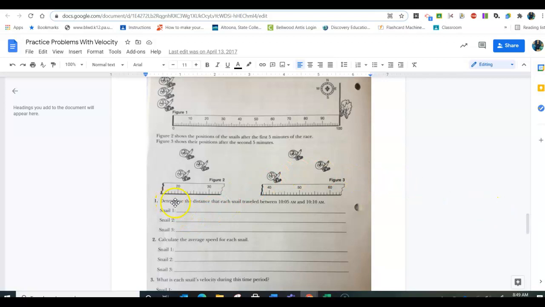So if you look here, it says determine the distance each snail traveled between 10:05 and 10:10. Well, there's a picture here. This is 10:05, this is 10:10. So when you do this, I just draw a line down. So I would say that this one's in here.